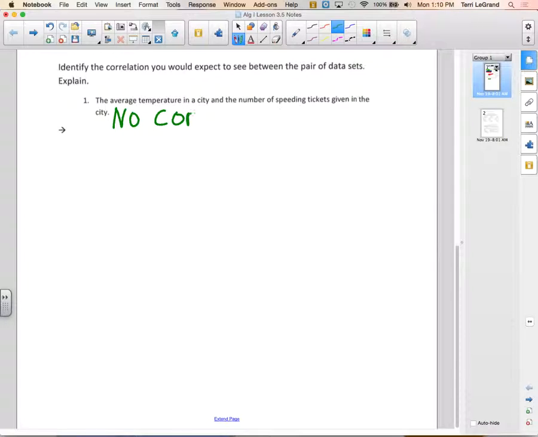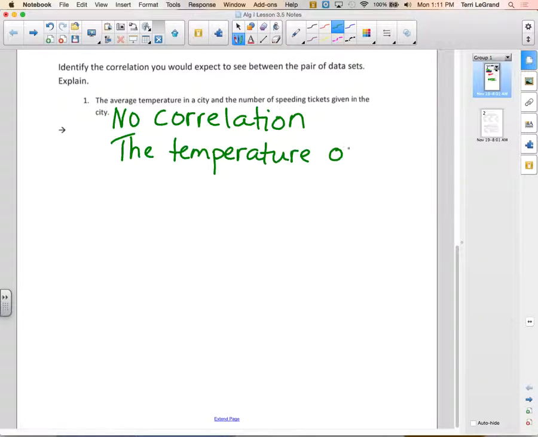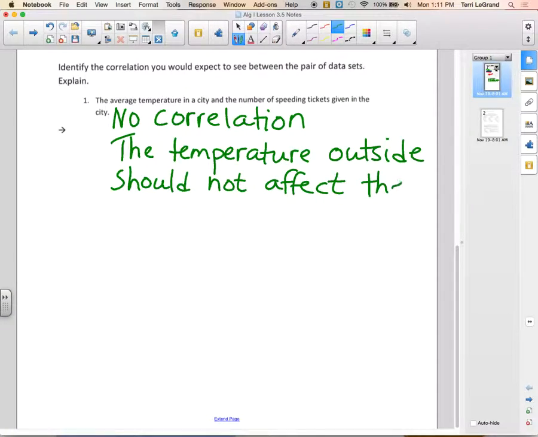So no correlation. And we're gonna write a sentence answer explanation. The temperature outside should not affect the number of speeding tickets. One really doesn't affect the other.